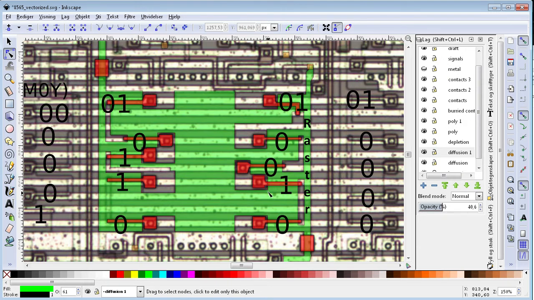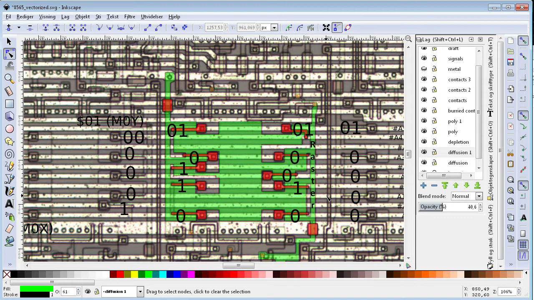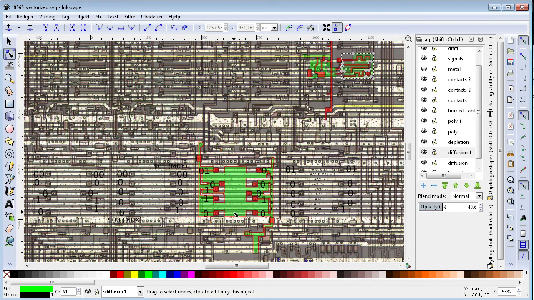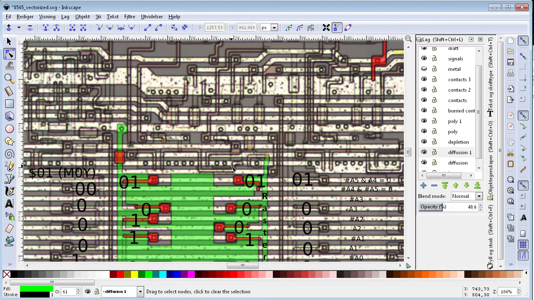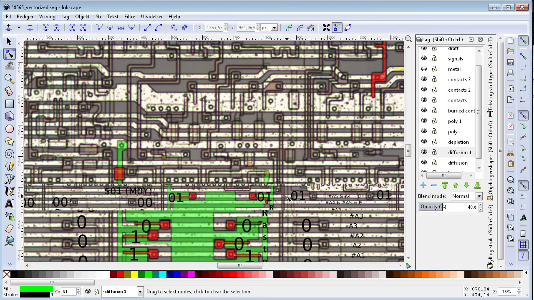So the code was D012, because this is 0010, which means this is 1, 2. So anyway, rambling again. There's a lot going on here. I honestly haven't looked too closely.